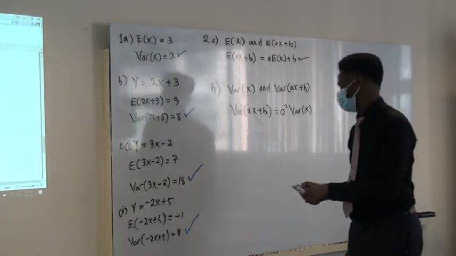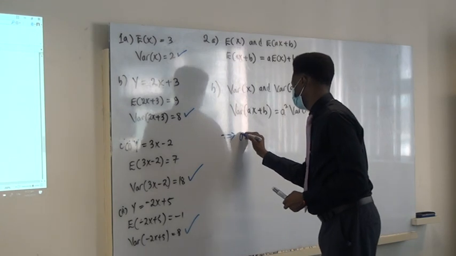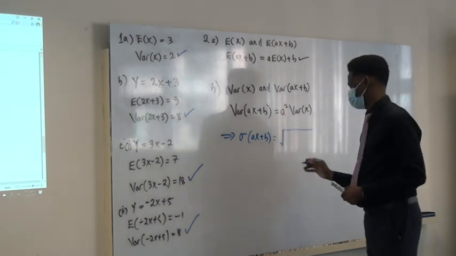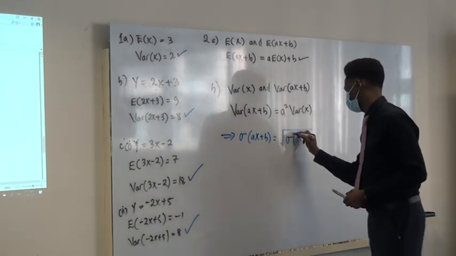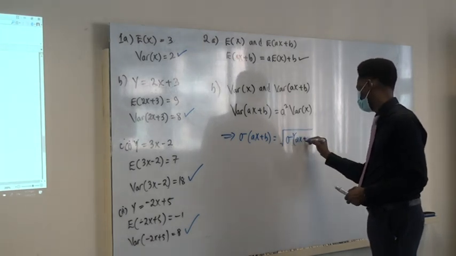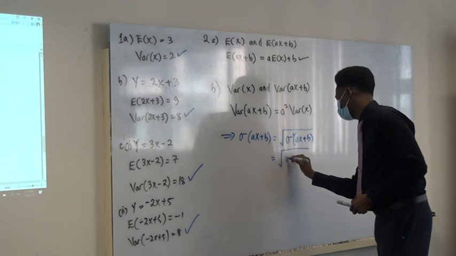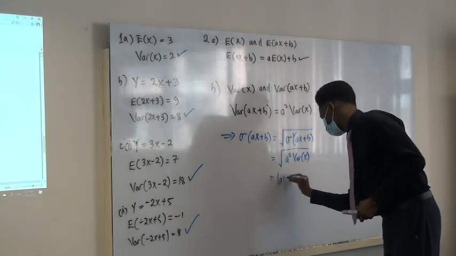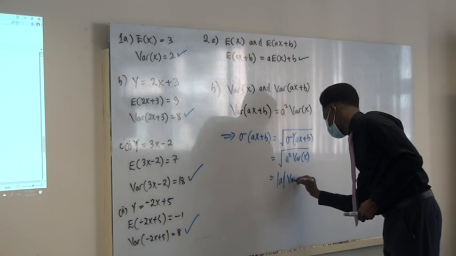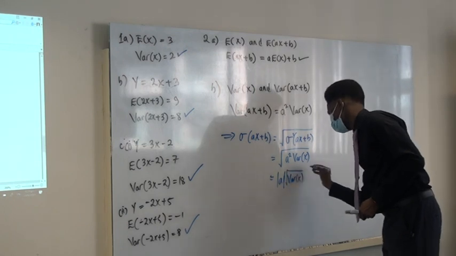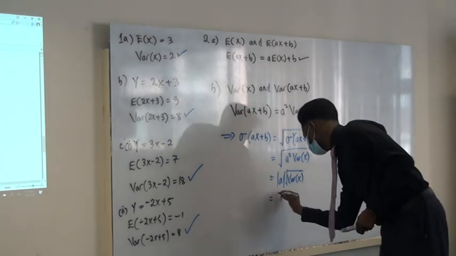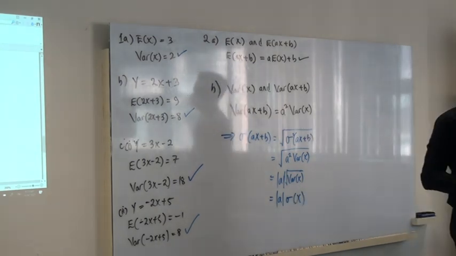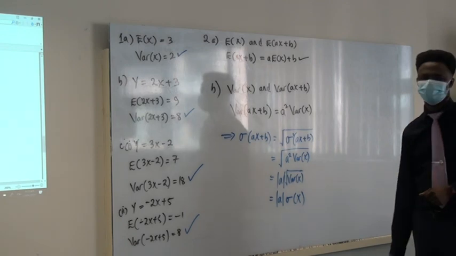And consequently, even though it's not part of this, it means the standard deviation of ax plus b, which is the square root of the variance of ax plus b, right? Variance is sigma squared. It's simply the square root of a squared times variance of x, which is absolute value of a times the square root of the variance. Understand? Which is simply absolute value of a times standard deviation of x. This is a property that we will be using.